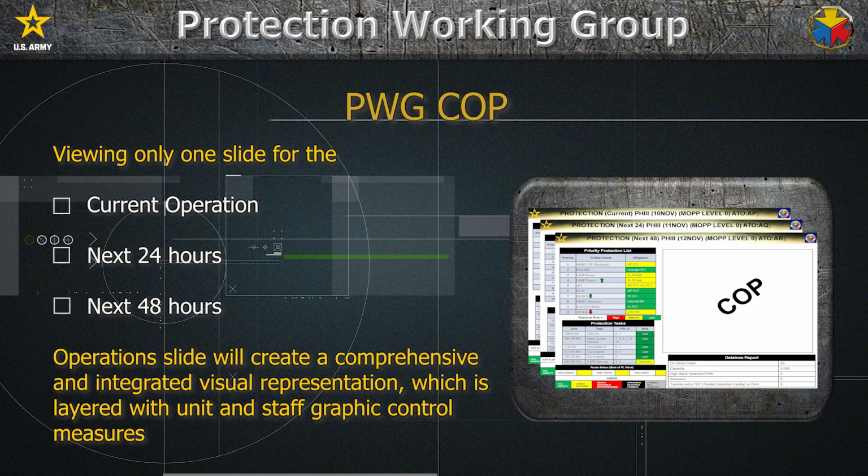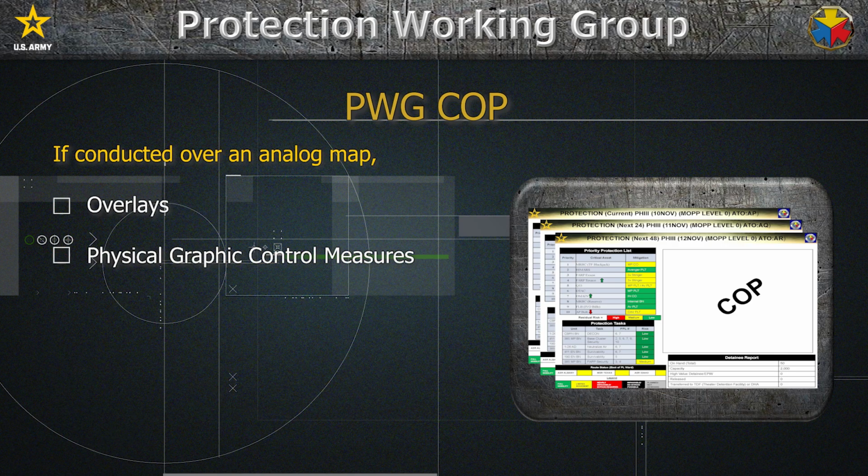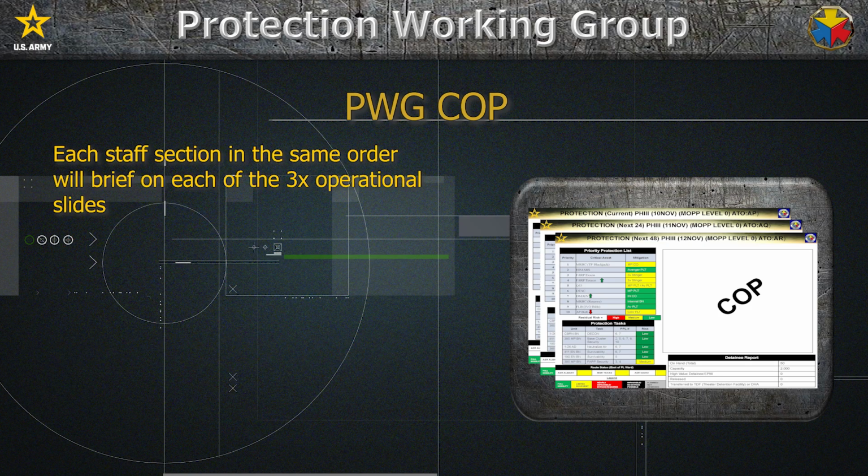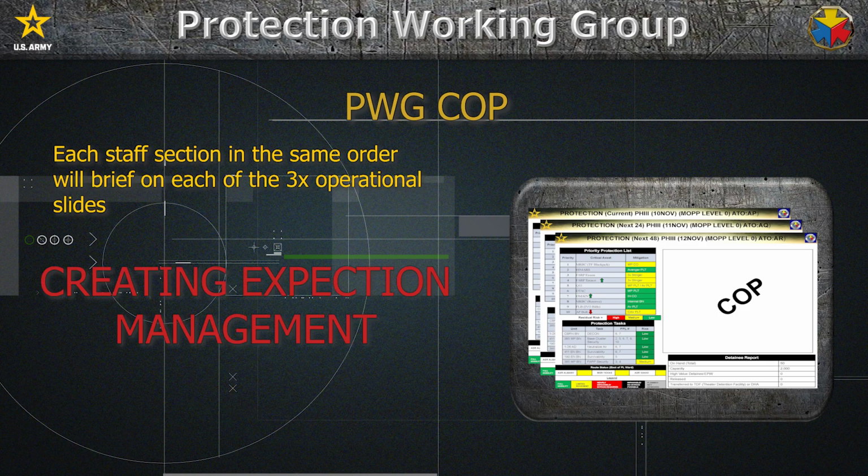Viewing only one slide for the current operation, next 24 and next 48 hours operation slide will create a comprehensive and integrated visual representation which is layered with unit and staff graphic control measures. If conducted over an analog map, overlays or physical graphic control measures will be required. Each staff section in the same order will be briefed on each of the 3 operational slides, creating expectation management.